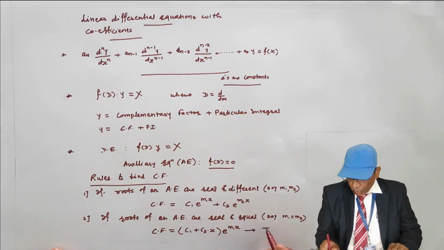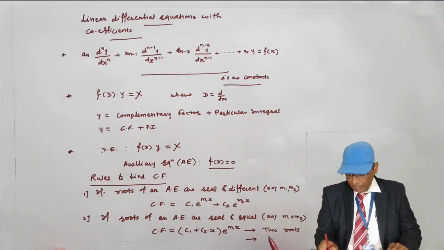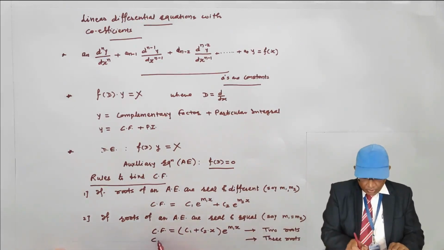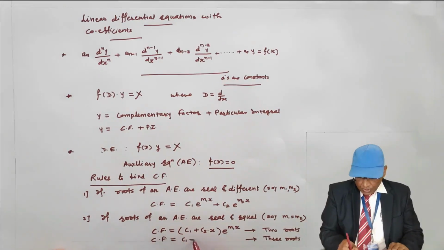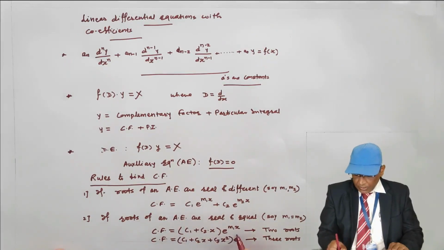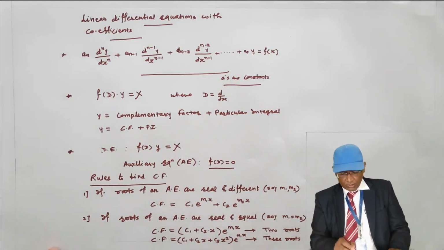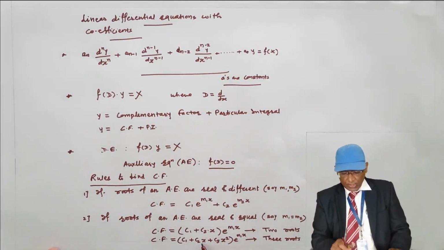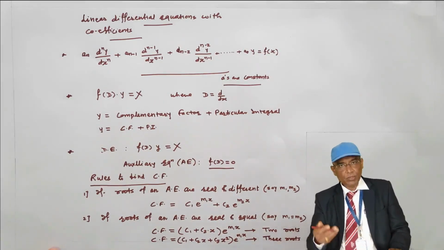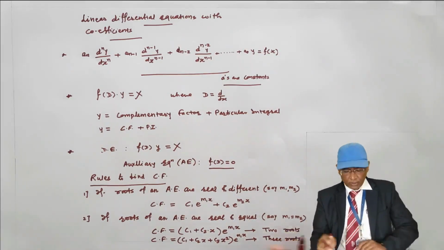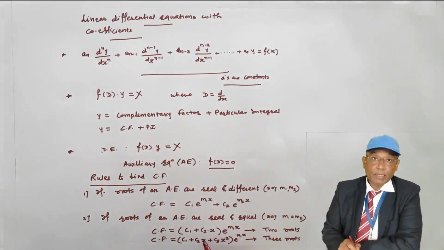This is for two roots. If there are three roots, m1, m2, m3, and all are the same, then the complementary factor will be (c1 plus c2 x plus c3 x square) outside of the bracket e to the power m1 x or m2 x or m3 x because all are the same here. If there are 4 roots, then c1 plus c2 x plus c3 x square plus c4 x cube and so on. So this is the complementary factor for real and equal roots.